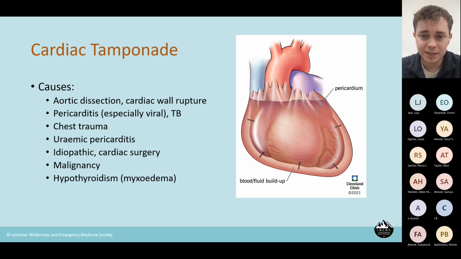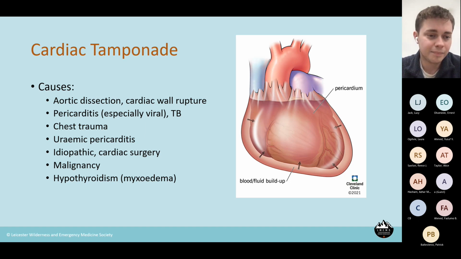You can get infective causes, so pericarditis, especially viral pericarditis, where you get a buildup of serous fluid rather than blood, or TB, tuberculous pericarditis as well. Chest trauma is the obvious one, where you can get bleeding into the pericardial space. Metabolic causes like uremic pericarditis, so kidney failure, you get buildup of uremic toxins and inflammation of the pericardium. Idiopathic, so unknown causes, happens occasionally, and iatrogenic causes from cardiac surgery.